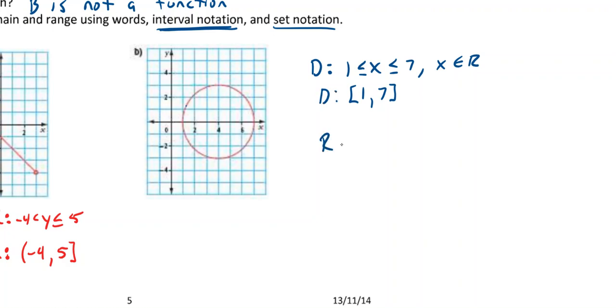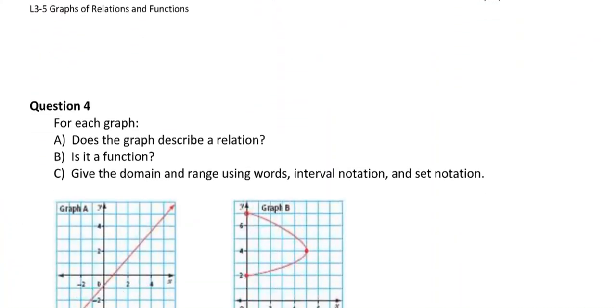Your range would be similar, but with a y. So y is greater than or equal to -3, and less than or equal to 3, where y is a member of the real numbers. Another way of writing that would be [-3, 3].